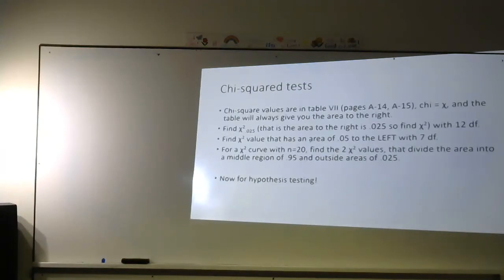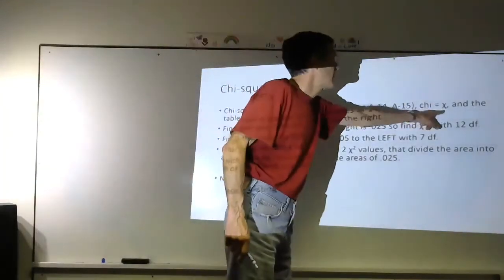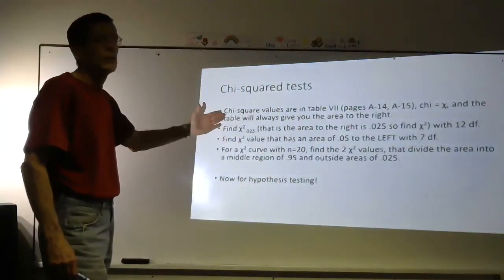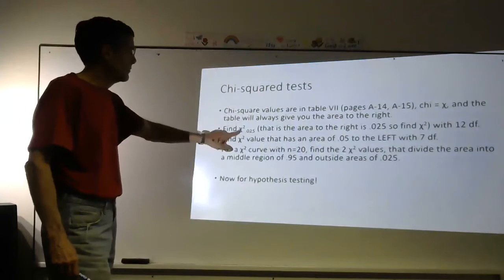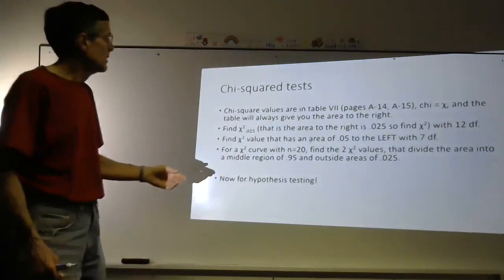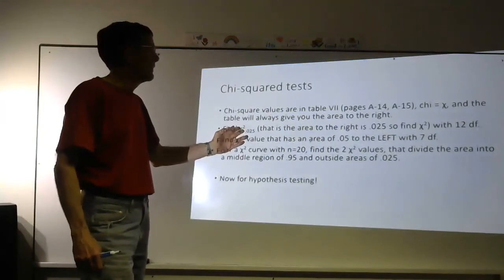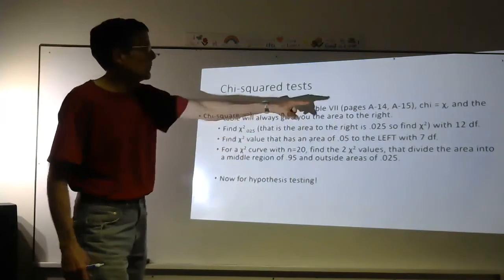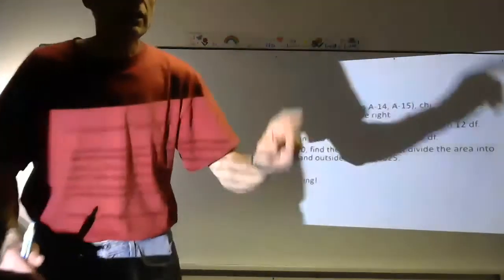All right. Some other things, chi-square values are in table 7 on pages A14 and A15 in the back of the book. Here is your symbol for chi. It kind of looks like a letter X. And the table will always give you the area to the right. So this you should be familiar with from when we were working with z-charts. Find the chi-square value that has an area of 0.025 to the right and 12 degrees of freedom. So you got to go in the back of the book.